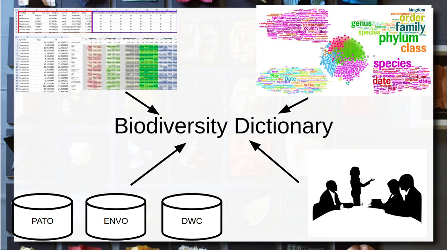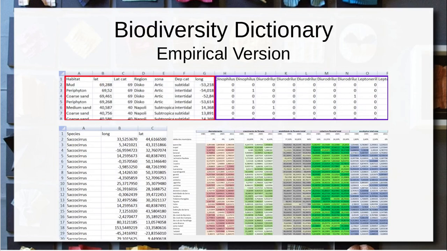And how did we build this dictionary? The thing is, we consider four sources to build it. The first one is that we did an empirical analysis of hundreds of spreadsheets and defined our first empirical version of the dictionary by using these terms.